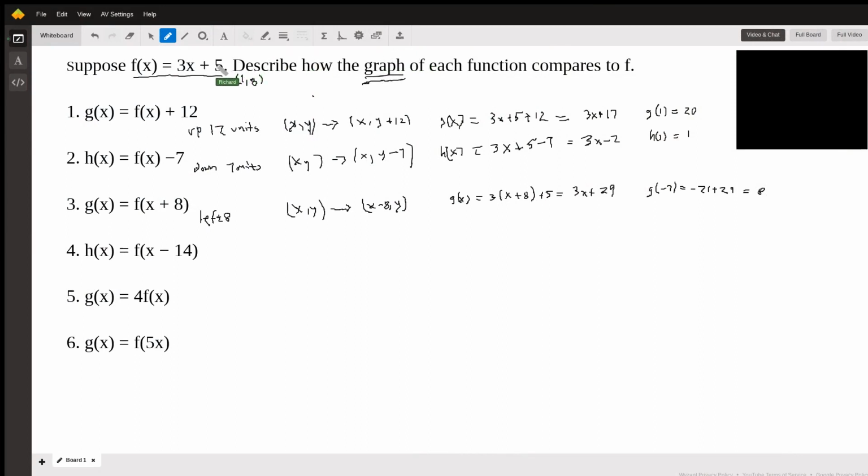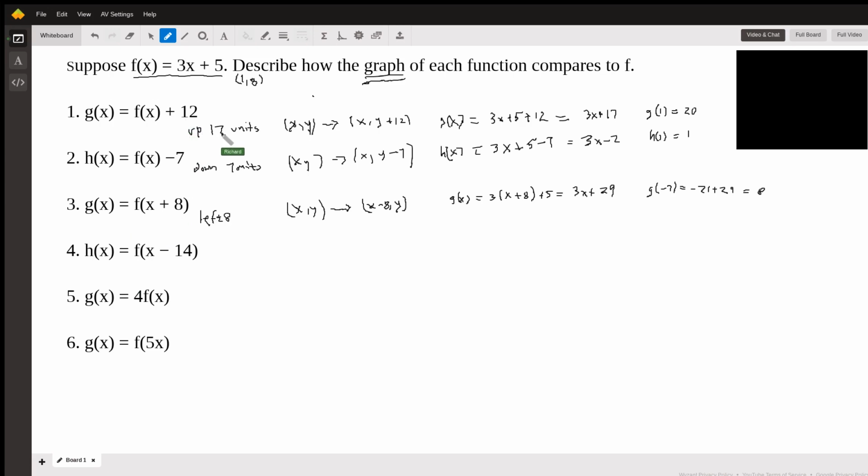And the student is studying transformations. This is usually covered in Algebra 2, but it can be covered in Algebra 1 if at the honors level. They want to know how this graph is going to change for each one of these transformations.